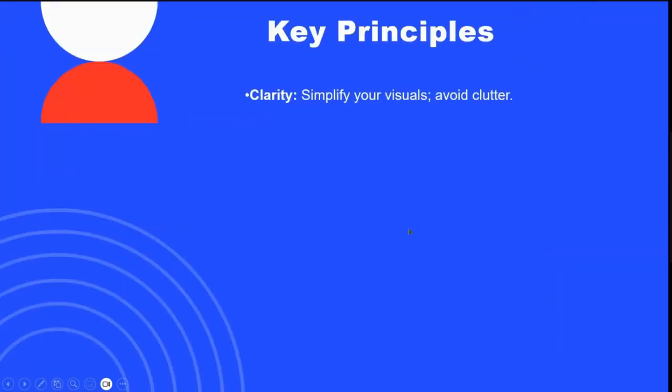What are some key principles? First is clarity. Whatever you make, you must have clarity. Even in life, we must have good enough clarity to avoid clutter. Our visuals must be very simplified and very clear. Second is consistency. A proper uniform layout, a proper color scheme, and fonts must be there.